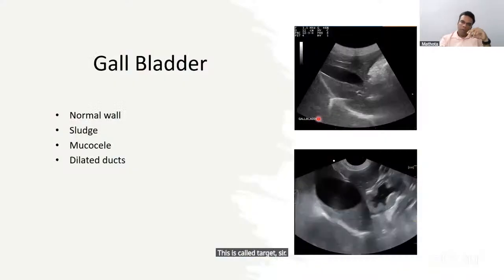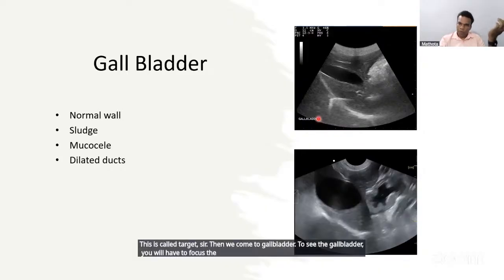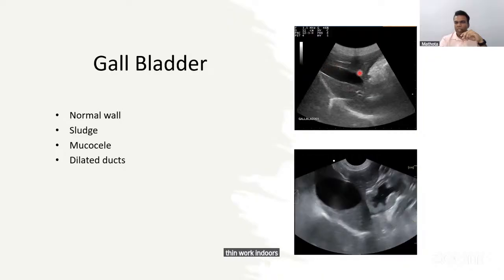Then we come to the gallbladder. To see the gallbladder, you will have to focus on the right liver lobe. On the left liver lobe, you don't see the gallbladder. So you'll have to fan the probe towards the right liver lobe. When you fan the probe towards the right liver lobe, you will see this gallbladder. The normal wall is a thin wall. In dogs, you will see a very thin wall in a normal gallbladder.